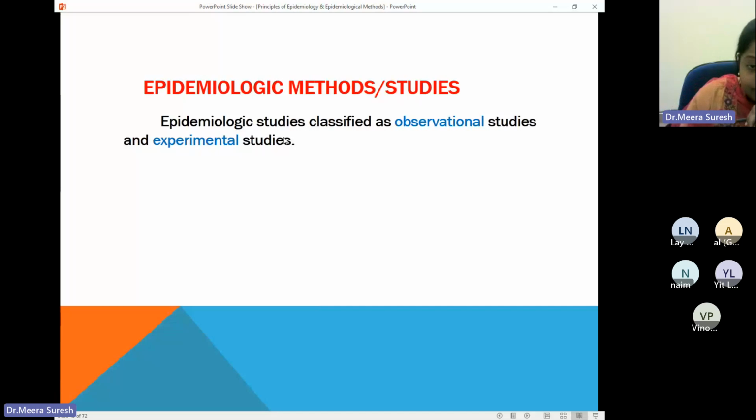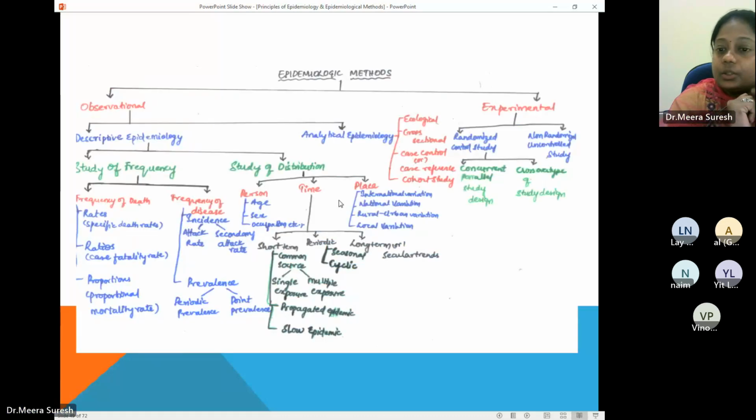So now, having learned about the measurements, the tools that we use, we go to the studies. What are the techniques that we use for the studies? So epidemiological studies are basically classified into observational studies and experimental studies. So this is in short. This also mentions the different studies we are going to learn, and it also gives us a clue about what we already covered in this chapter, and what we are going to deal with more. So epidemiological methods or studies are classified into two: observational and experimental.